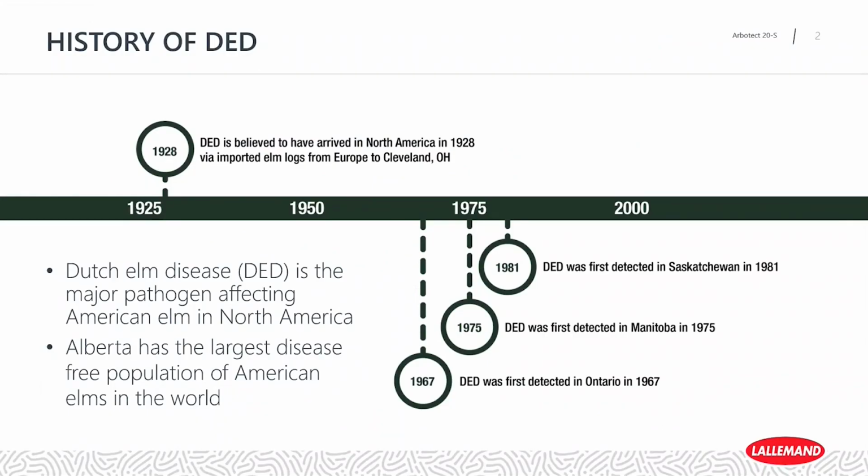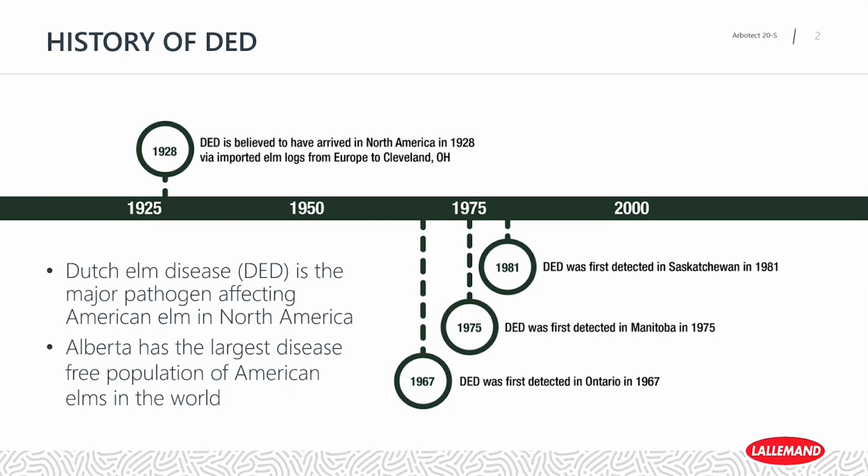So let's dive right into it. We'll start with a brief glimpse into Dutch elm disease's history. Dutch elm disease is believed to have arrived in North America in the late 1920s and was first detected in Canada in Ontario in 1967. And then it was detected in Manitoba in 75 and finally in Saskatchewan in 1981.